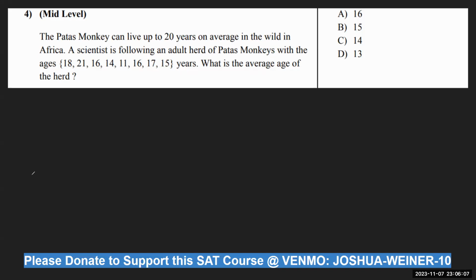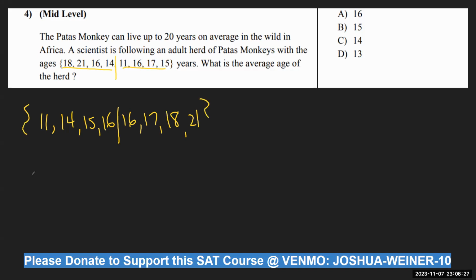I'm going to arrange it from least to greatest, see if there's any pattern. 11, 14, 15, 16. And I want to make sure that I have the right count, so I'm going to put a midline. That's 4 and 4. So 4 more monkeys: 16, 17, 18, and 21. Excellent. So those are the ages from the youngest monkey to the oldest monkey, who's living beyond the expected age of 20 years. It's already a year older.